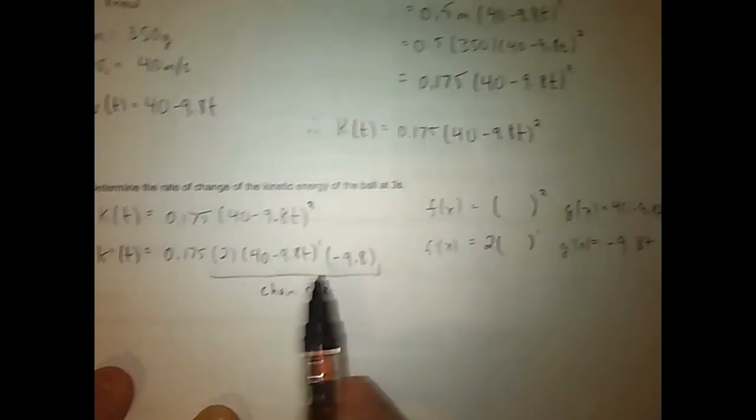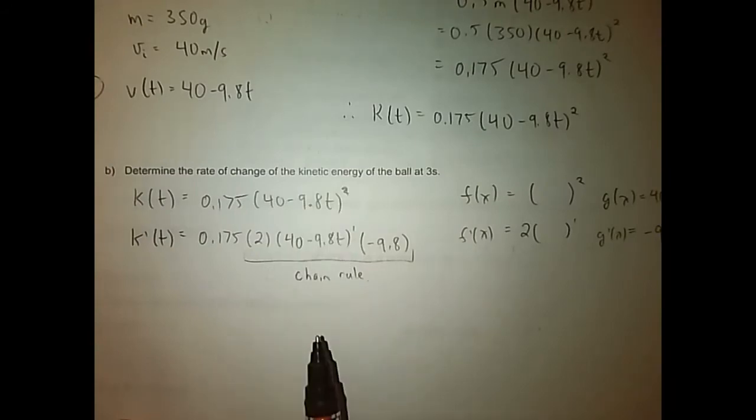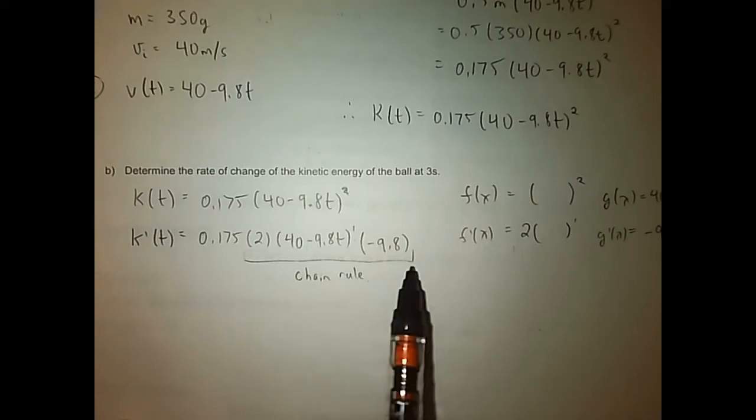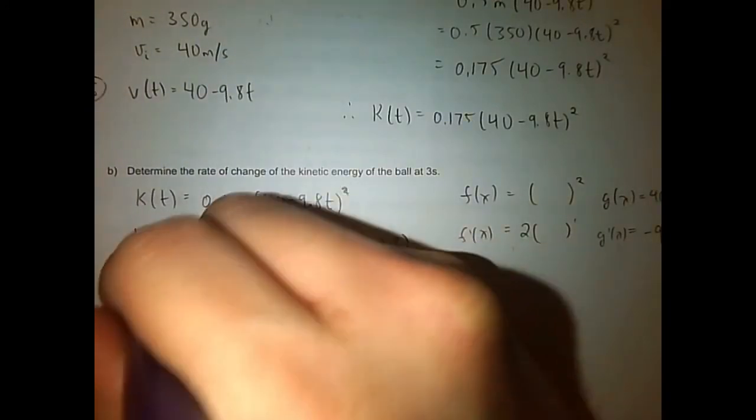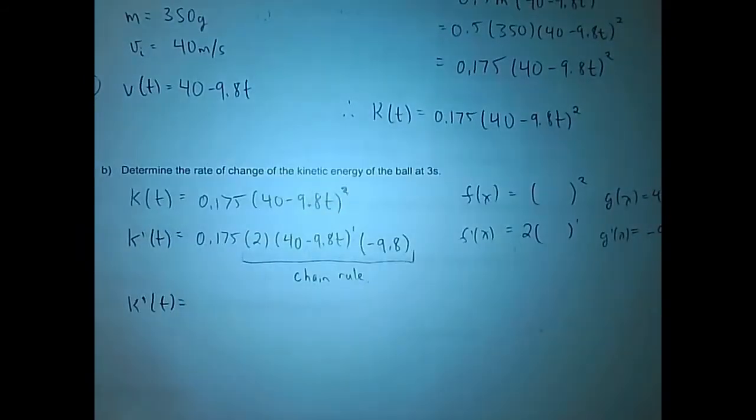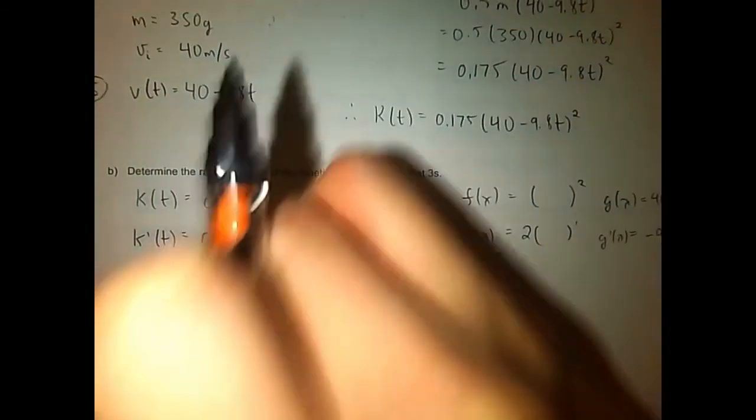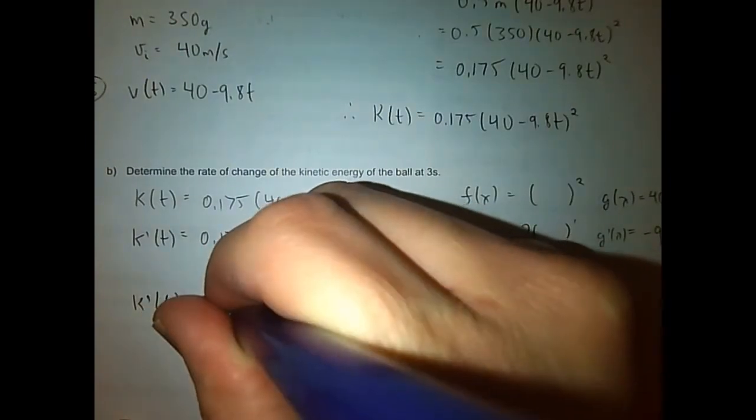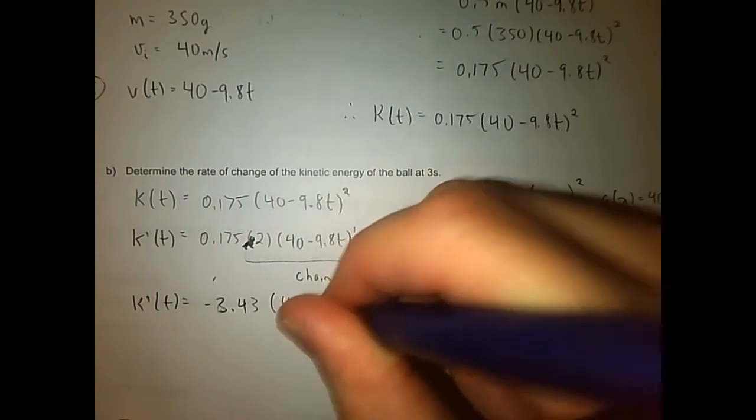So if you're not sure how we got this, double check what our chain rule is when we have an exponent like this. So now I have it like this. I have these numbers in the front that don't have really a variable, or they're kind of on their own, so I can just multiply these all together. I get k prime of t is equal to negative 3.43, then 40 minus 9.8t.